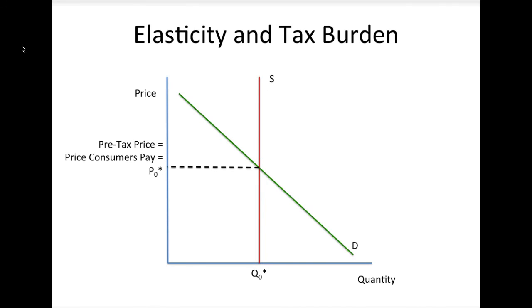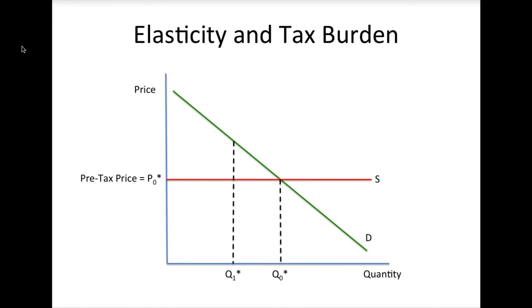To see how the relative elasticities of supply and demand affect who bears the economic burden of a tax, it is useful to consider the extreme cases. If supply is perfectly inelastic, then sellers will end up bearing the full economic burden of the tax. To see why, shift the demand curve down by the amount of the tax. Consumers will still pay P0 for the good, but suppliers will only get to keep P0 minus the tax. Thus, sellers will end up bearing the full economic burden of the tax.